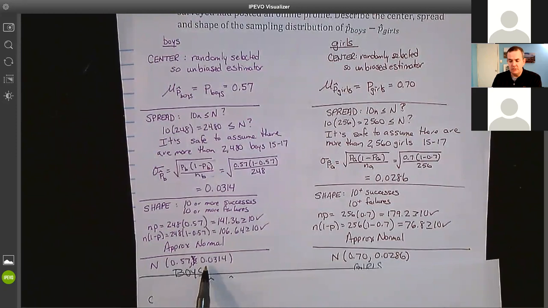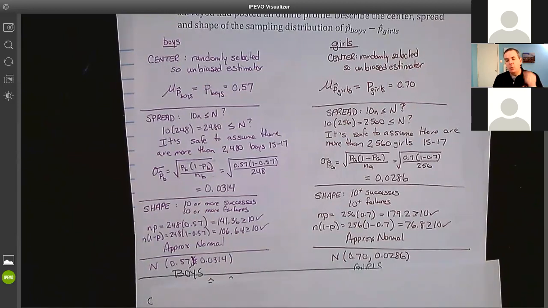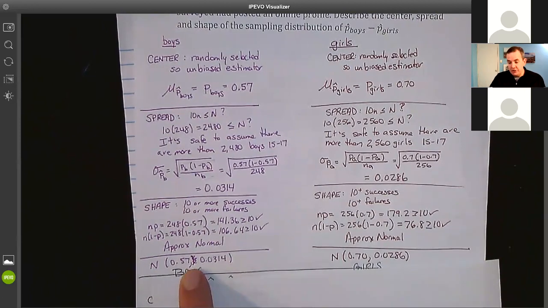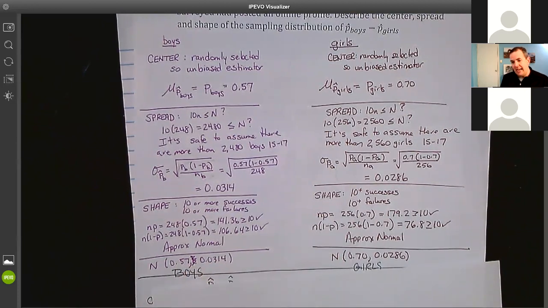How many standard deviations is 60% away from 57? It's about 1. That's not surprising to me. Now, would you be stunned if I ended up with 82% of boys with an online profile? 82 minus 57 is 25. 25 divided by 3 is about 8. That's 8 standard deviations away.